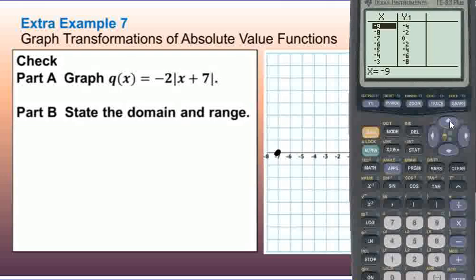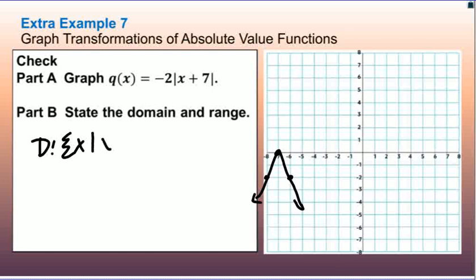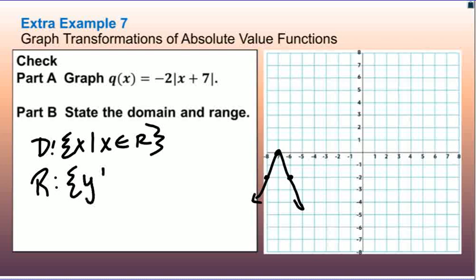Okay, so we have negative 7, 0, and we have negative 8, negative 2. That means we'd have negative 6, negative 2, and our graph would look like that. So then we would have our domain, x such that x is all real, and the range, y such that y is less than or equal to 0. Never goes above 0. So that would be our domain and range. That is our lesson today on absolute value functions.